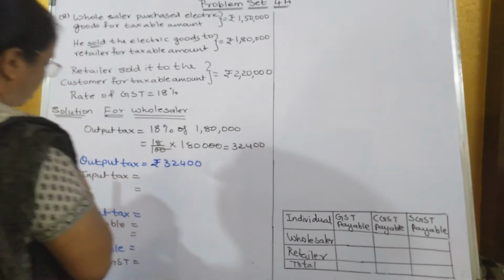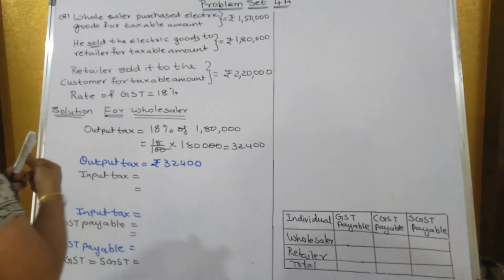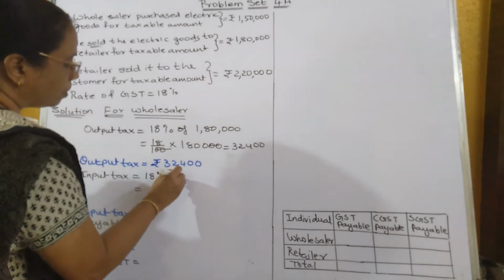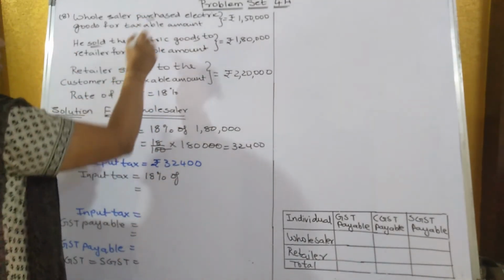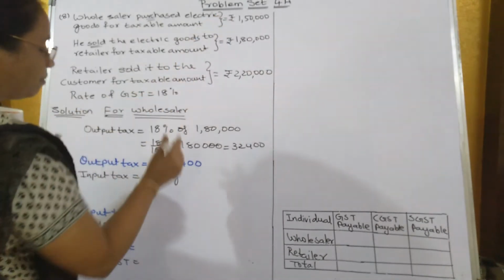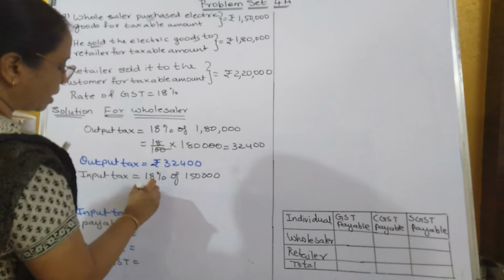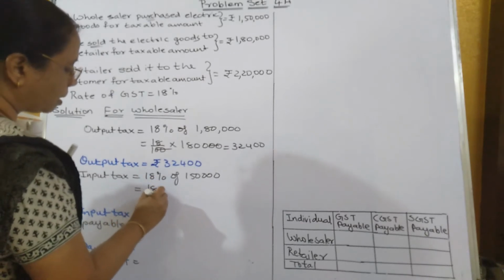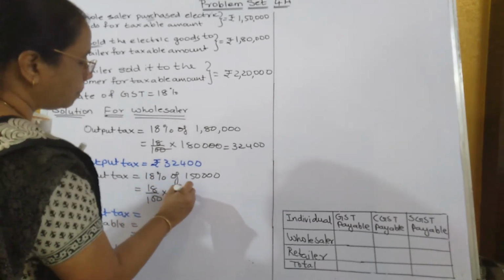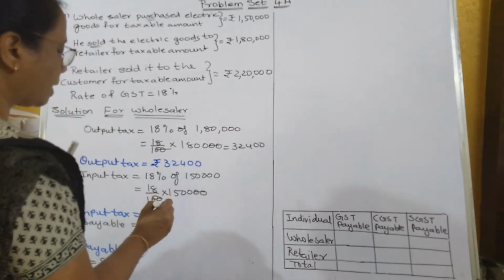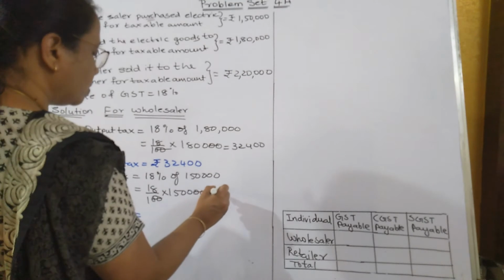Now next one, input tax. Input tax is equal to 18% of the purchase price. At what price did he purchase? 1,50,000. So that's equal to 18 upon 100 into 1,50,000. Two zeros will get cancelled. So that is equal to how much?